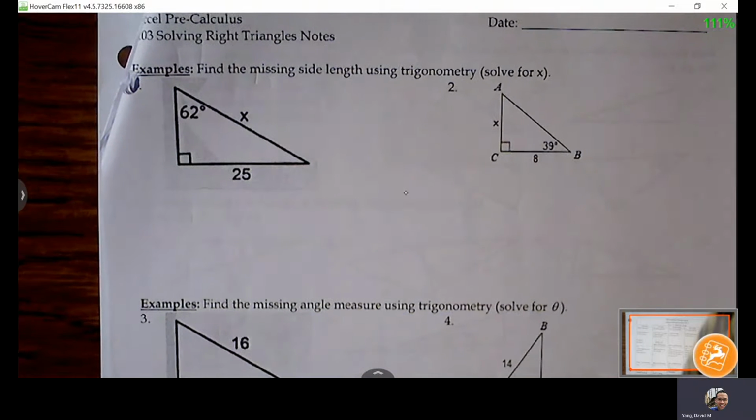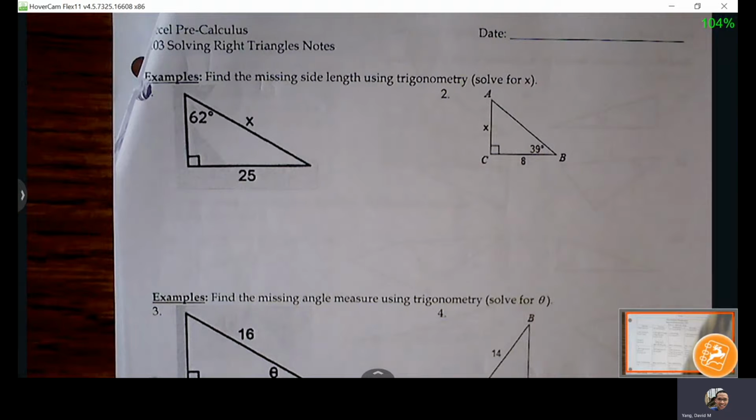Okay, so now we're going to move on to finding missing side lengths of a right triangle. This is where we're going to be able to use either sine, cosine, or tangent to help us find a missing side length.